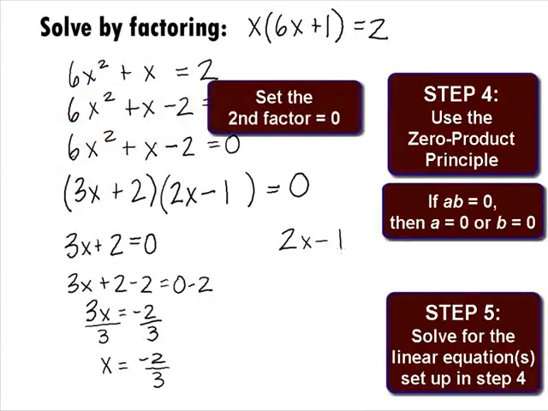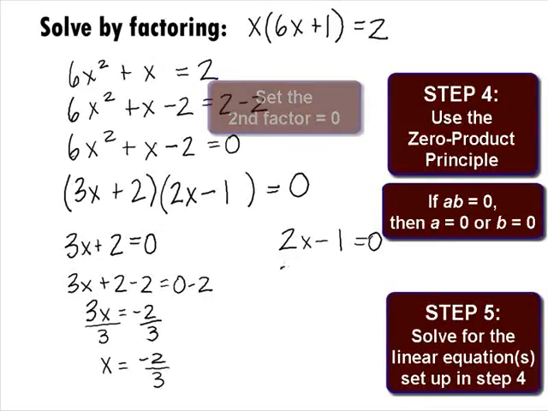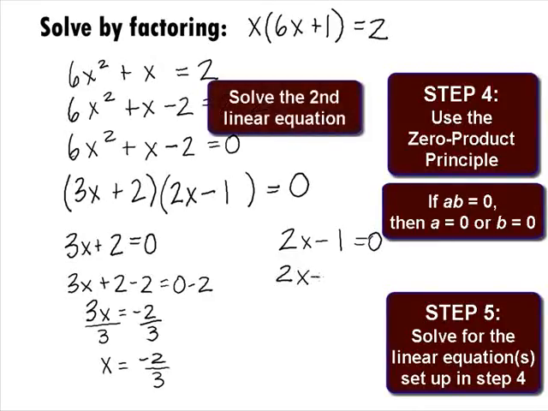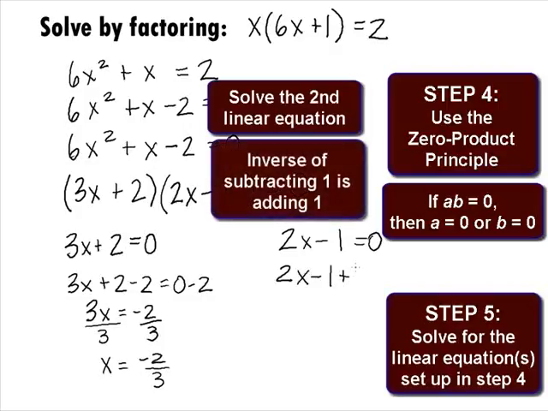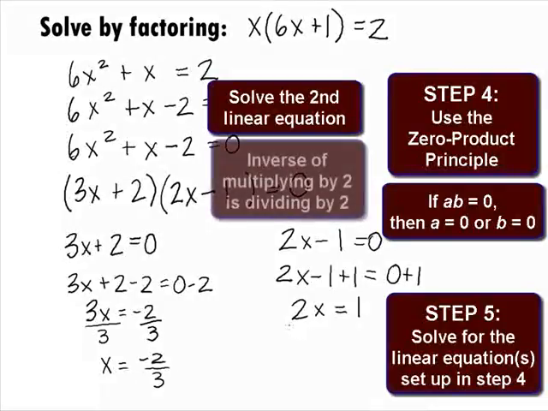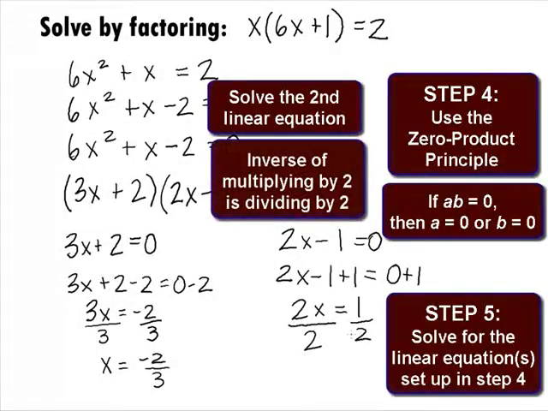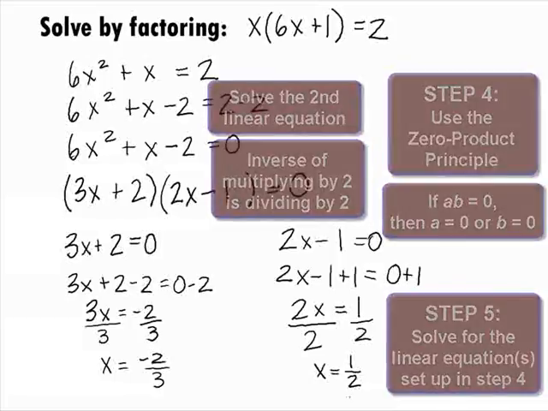Setting the second factor equal to 0, we get 2x minus 1 equals 0. The inverse of subtract is to add 1 to both sides, which will give us 2x minus 1 plus 1 equals 0 plus 1. This will simplify to be 2x equals 1. The inverse of multiply is to divide both sides by 2, which will give us 2x over 2 equals 1 over 2. This will give us our second solution, which is x equals 1 over 2.